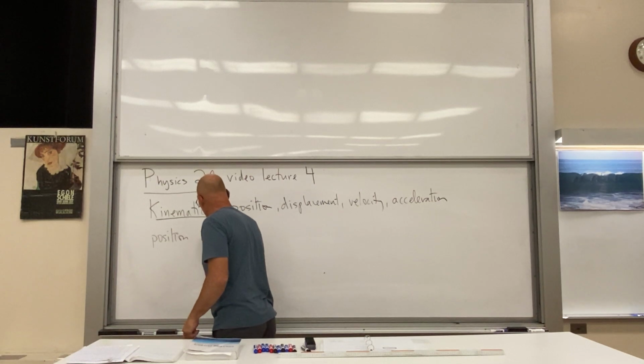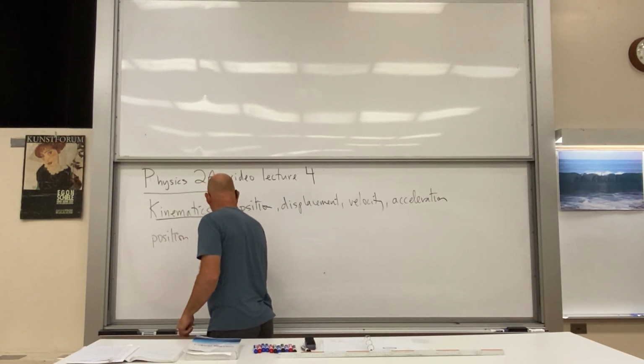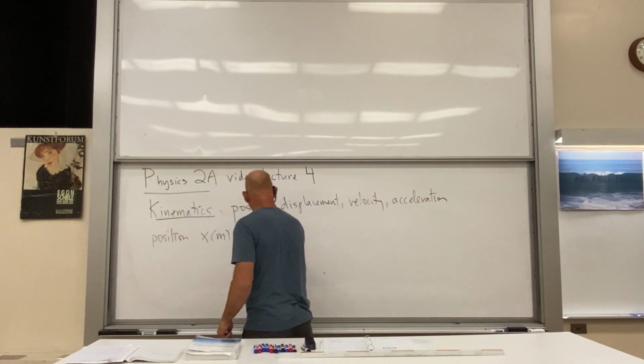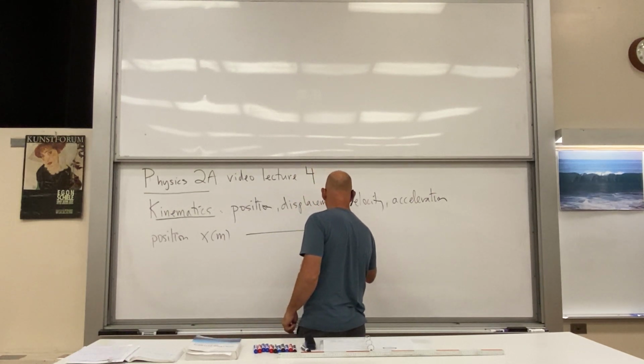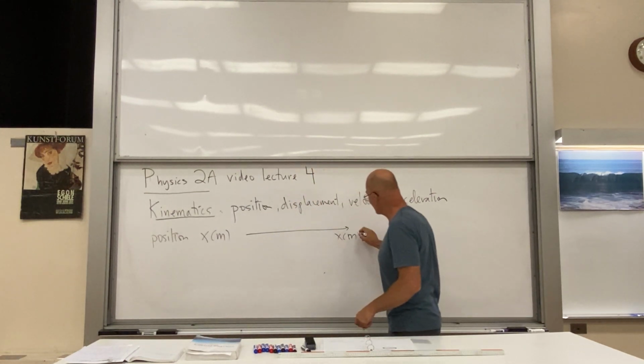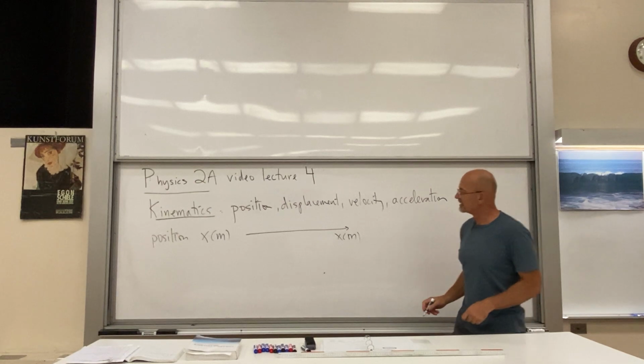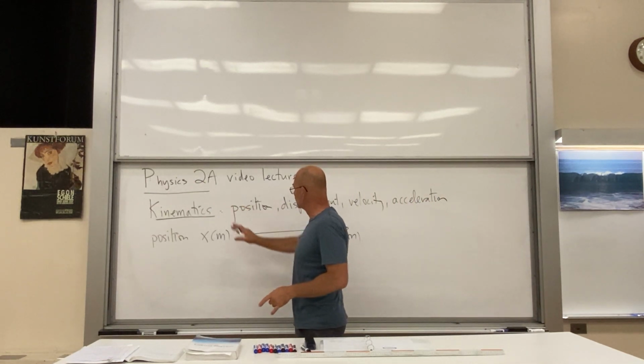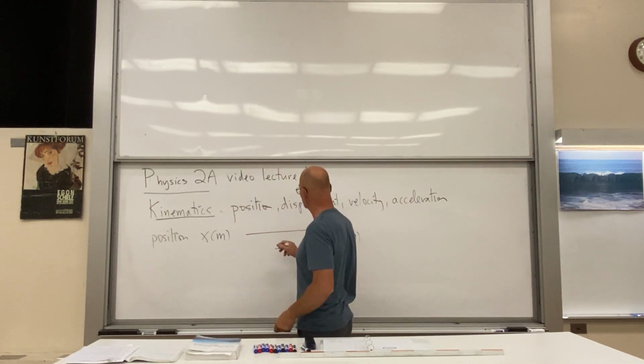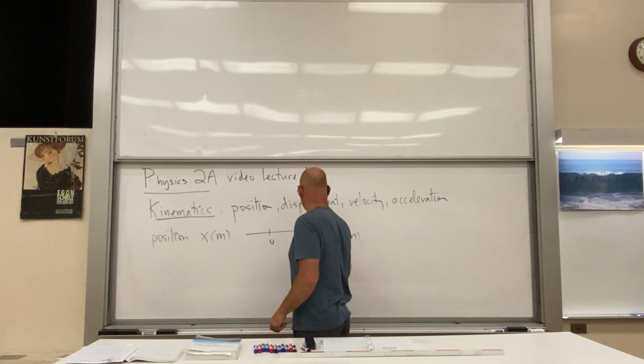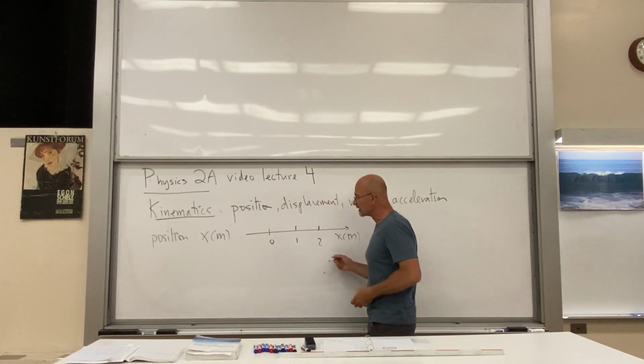So position, x, the units are meters. You're on the number line. It doesn't have to be a horizontal line, but we are working in 1 dimension. It could just as well be vertical. 0, 1, 2, and you've got your location there somewhere.